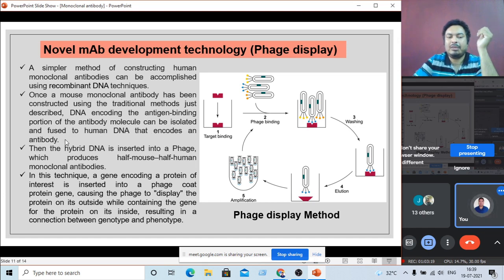and fused to human DNA that encodes an antibody. Now see, first we have to gather the monoclonal antibody from the mice. Then we isolate the particular gene, the gene which can produce the monoclonal antibody inside a particular monoclonal cell. First we collect the plasma cells, hybridoma cells from the mice, then we collect the specific gene which can produce the monoclonal antibody inside the hybridoma cell.